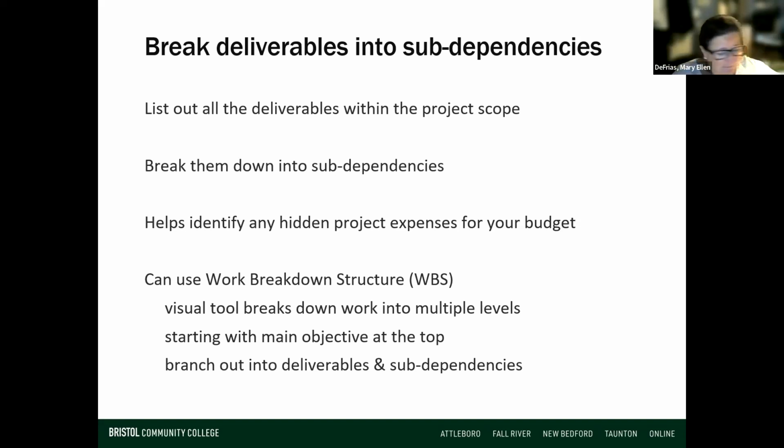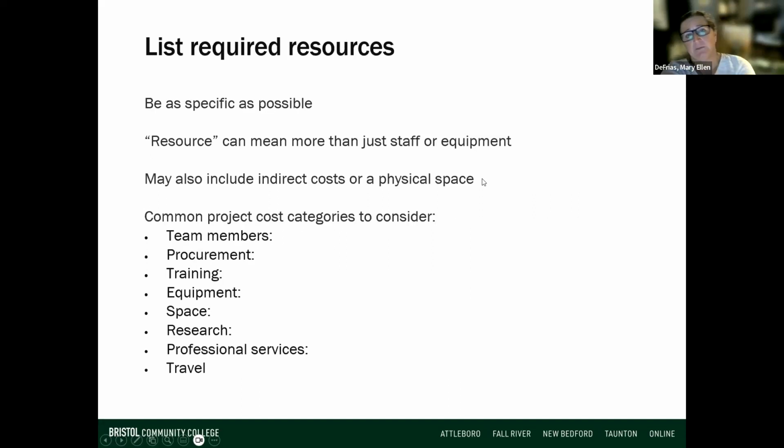So make sure you look at the level of the deliverables on what you need to do. And resources could be training, it could be equipment, it could be space, it could be research, could be professional services. Everything that you need to think about. Do you need to outsource and bring other people in, right? Do you need to hire an insurance broker to shop around and get you the best price on the different types of insurance that you need?